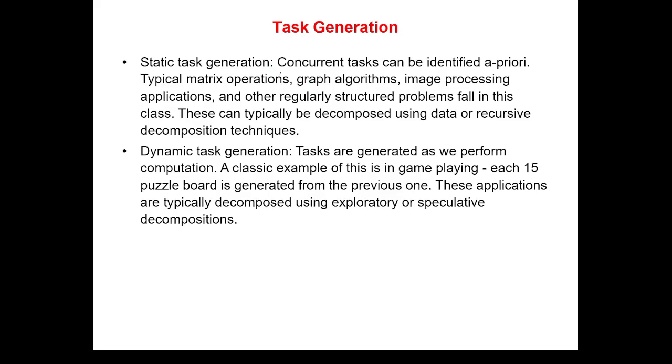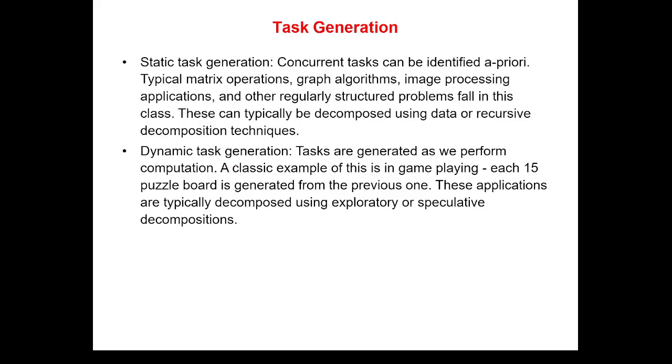Okay, ciri-ciri task yang kita akan tengok adalah dari segi task generation. Task generation kita akan tengok dua jenis, sama ada static ataupun dynamic. Static task generation ni normally kita akan decompose sama ada guna data ataupun recursive technique. Okay, dan di mana ianya di-apply? Normally kita akan apply dia dekat bahagian graph algorithm, bahagian image processing. Okay, yang di mana this concurrent task must be identified dia punya priority. Okay, that is called a static.